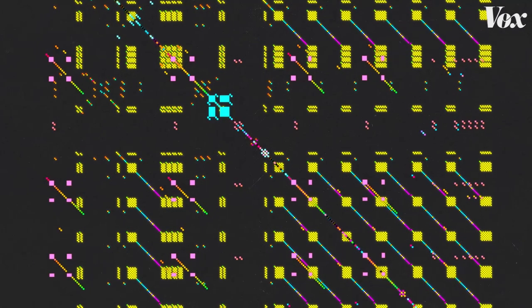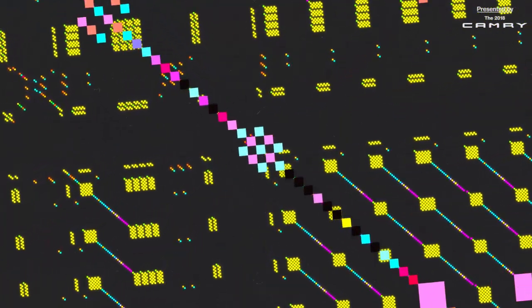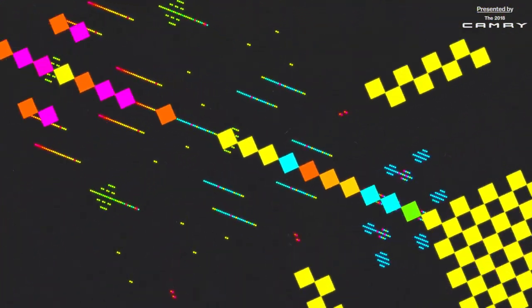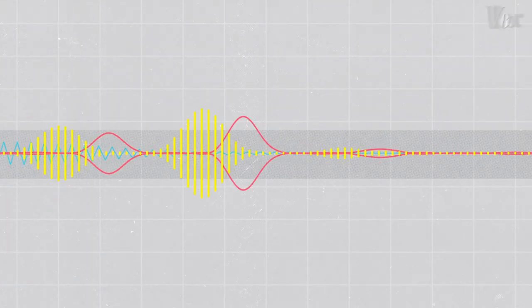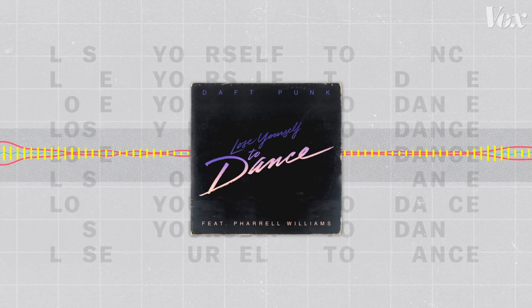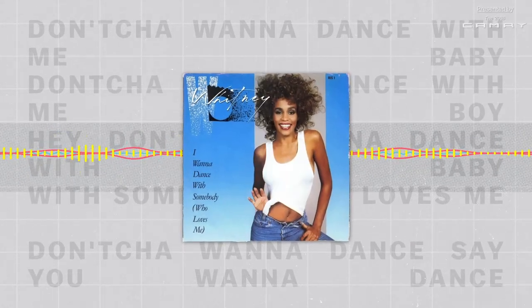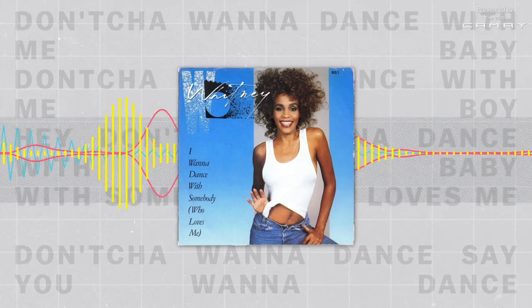Repetition grabs a hold of our brains in a way that we often can't quite control, and that might make us feel like the music is playing us rather than us playing the music. But if repetition makes songs like Formation, Lose Yourself to Dance, Beat It, and I Wanna Dance with Somebody both great and memorable, it can rule the charts forever.